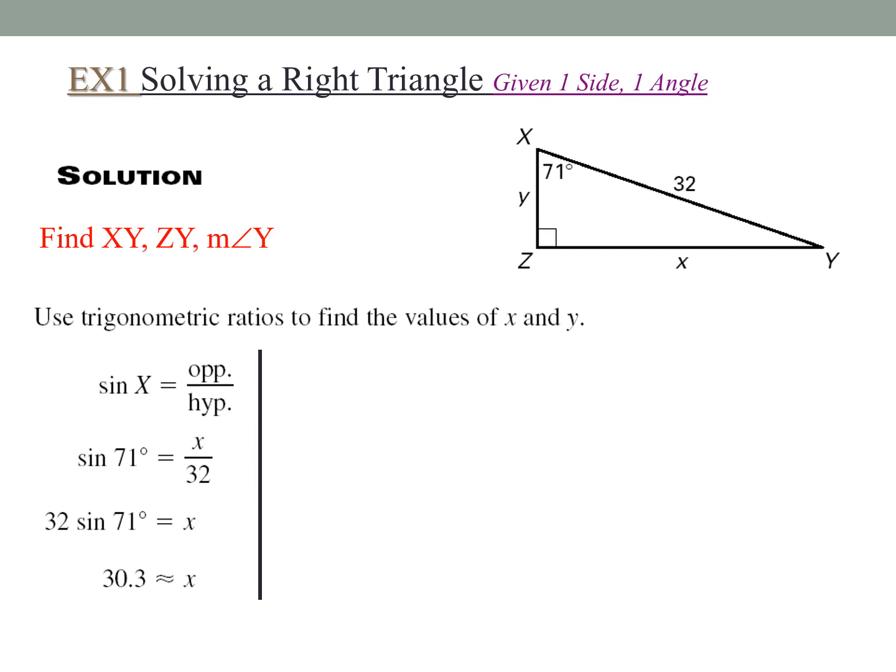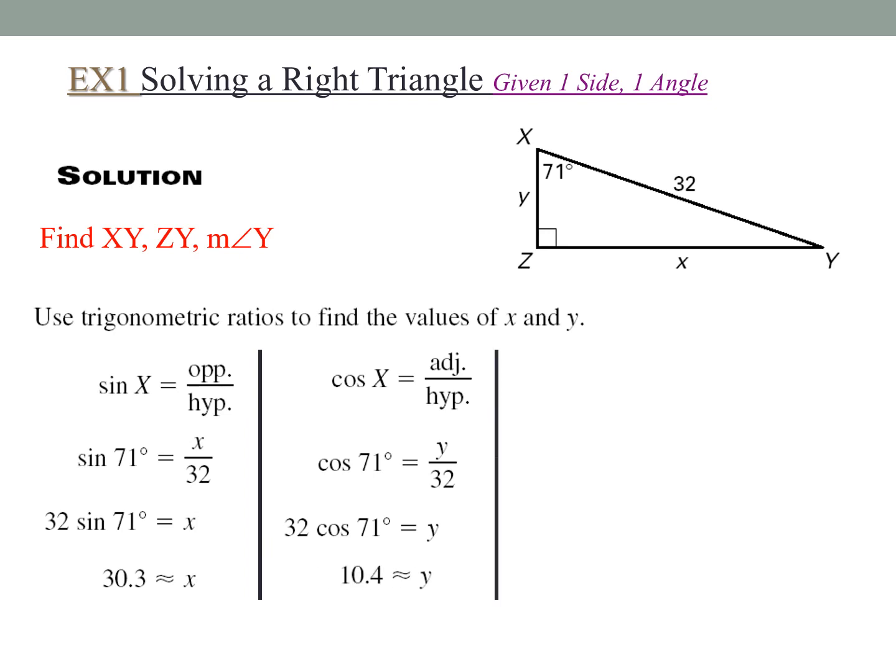If we want to find small y, which is XZ here, it is adjacent of 71, and also we have the hypotenuse. Then we are going to use the cosine. Cosine is adjacent over hypotenuse. By substituting, then cosine 71 equals y over 32. Cross multiply, then y equals 32 times cosine 71, which approximately equals 10.4.